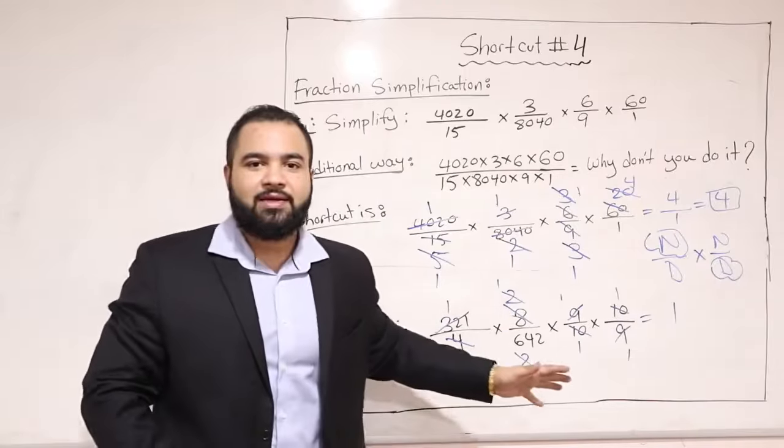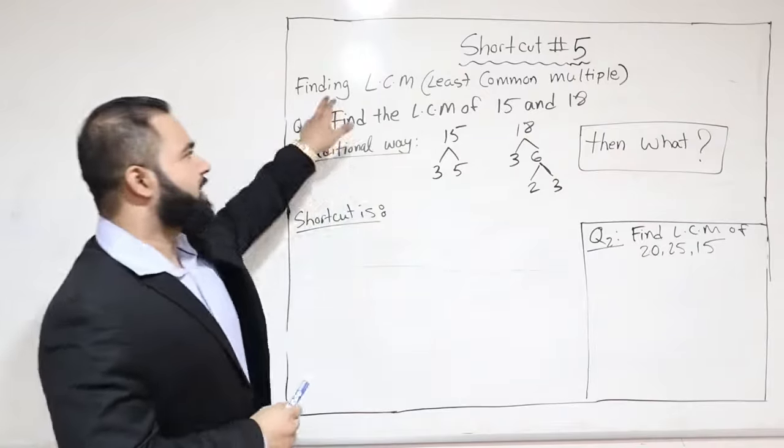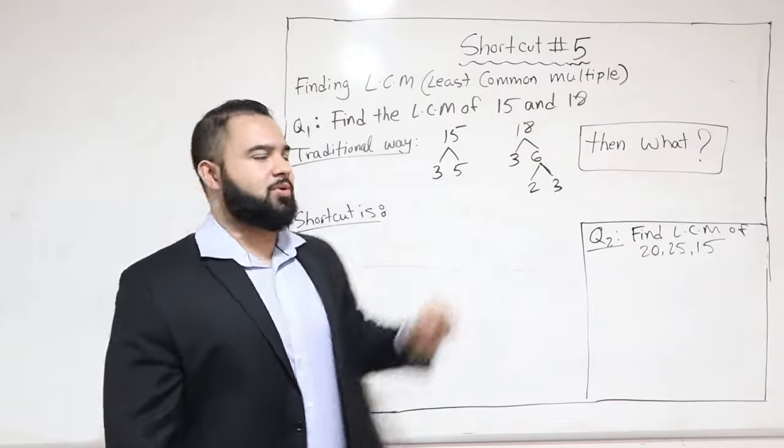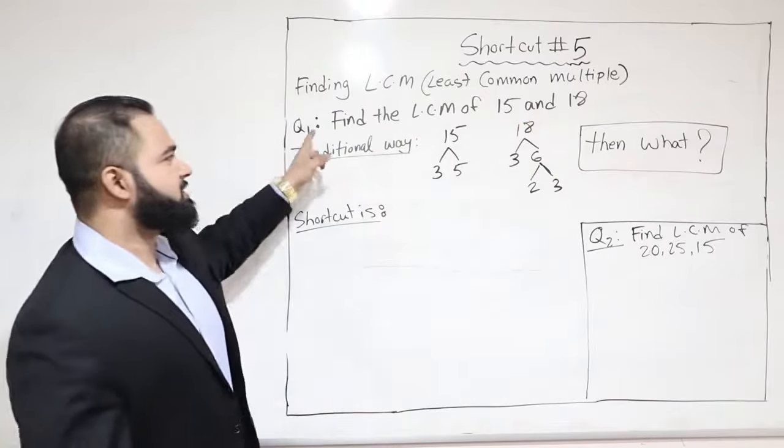way. The shortcut number 5 is about finding the LCM, the least common multiple. Now the question is, find the LCM of 15 and 18. The traditional way would be using the tree method. The 2 factors of 15 are 3 and 5. The 2 factors of 18 are 3 and 6. 6 can be further prime factored to 2 and 3. My question is, then what? It's pretty messy. Now the shortcut, and the fun method, is the cake method, C-A-K-E, the cake method.